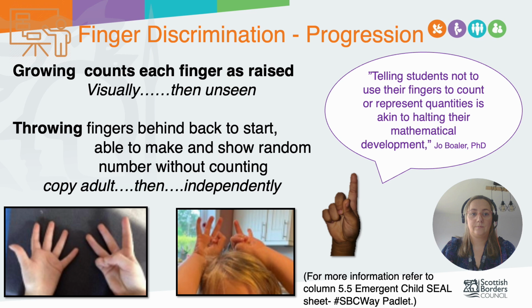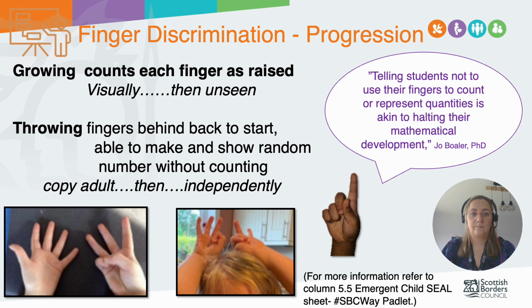Scientists have discovered that the brain sees our fingers even when we're not using them. Practitioners and teachers need to be encouraging children to use their fingers and to develop finger discrimination, the ability to tell which finger is which, rather than discouraging their use.